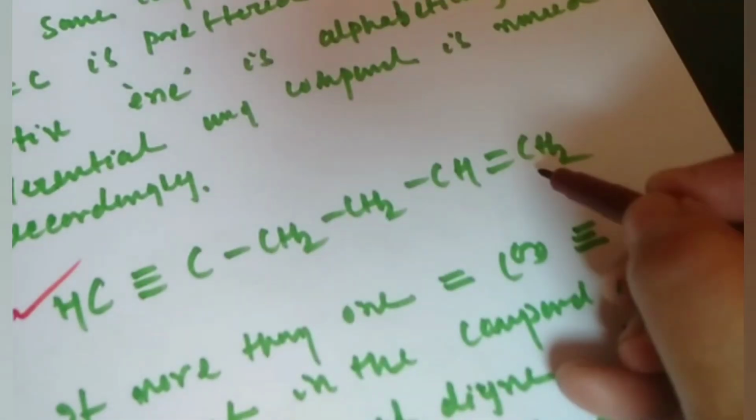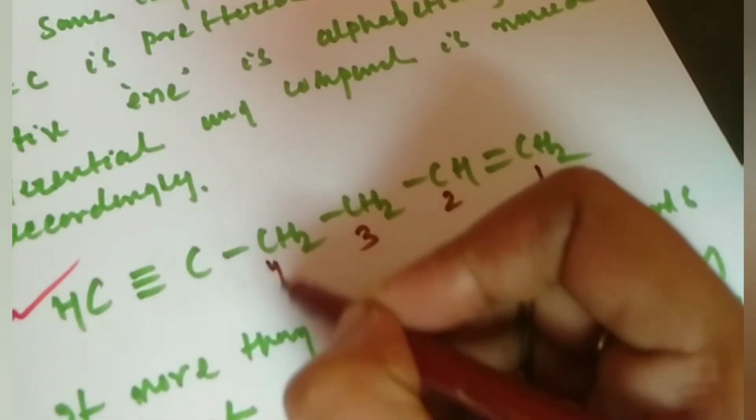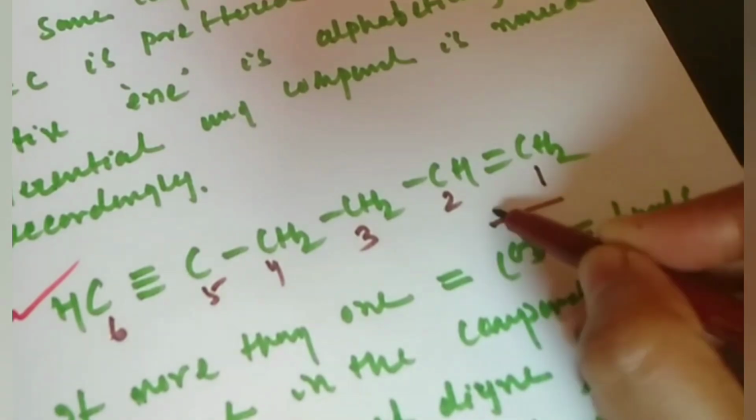So in which way do we have to proceed? 1 2 3 4 5 6. So this is the correct way to proceed.